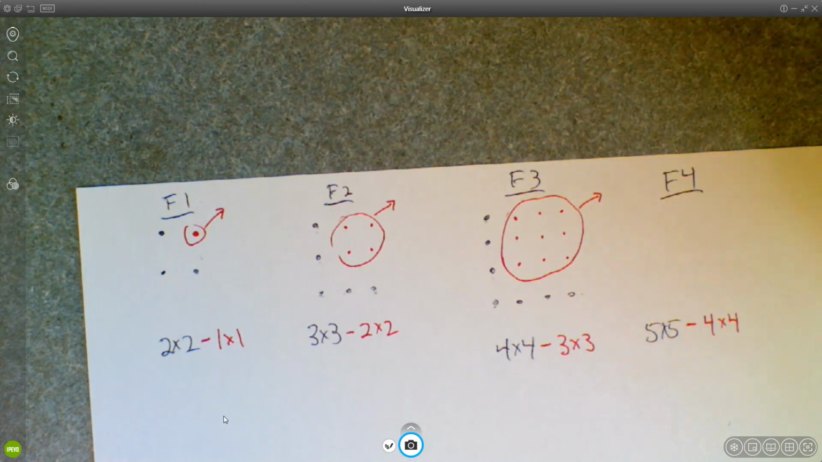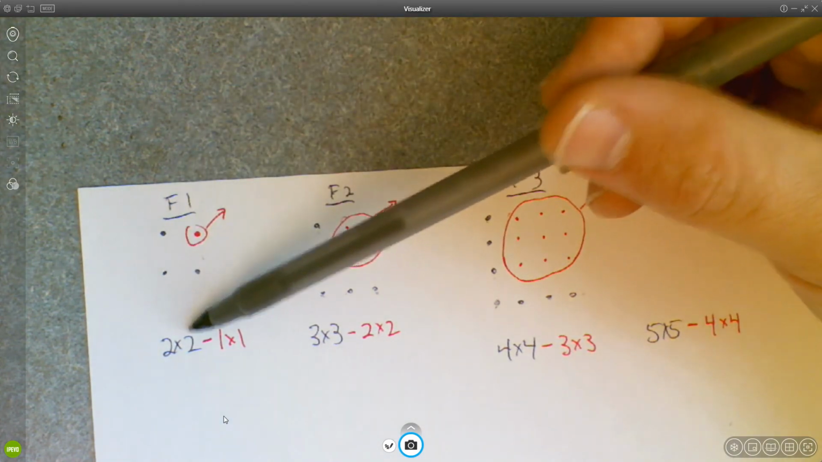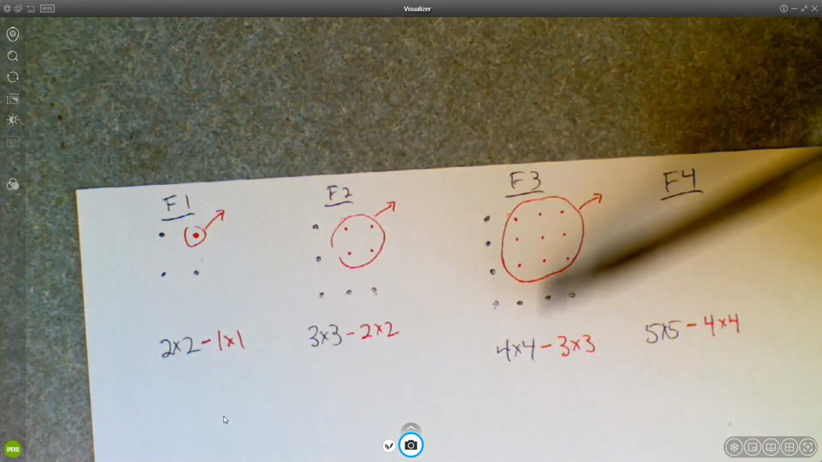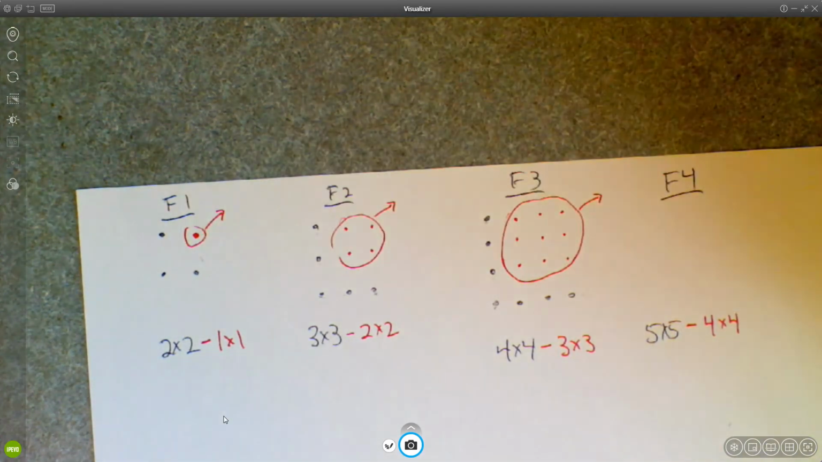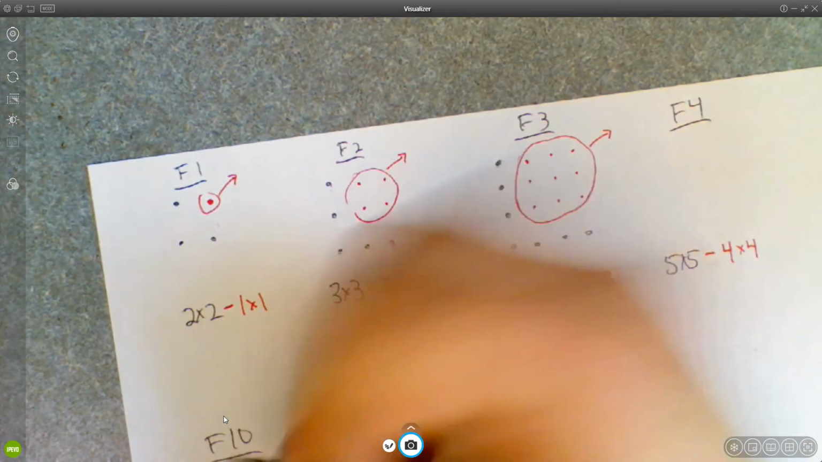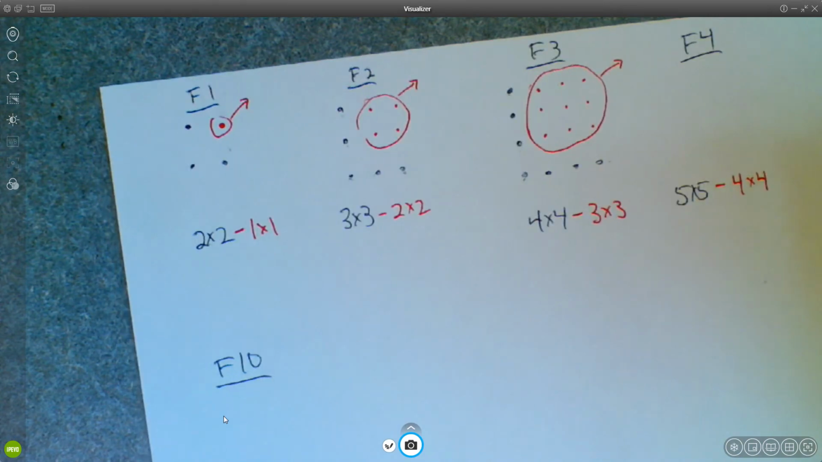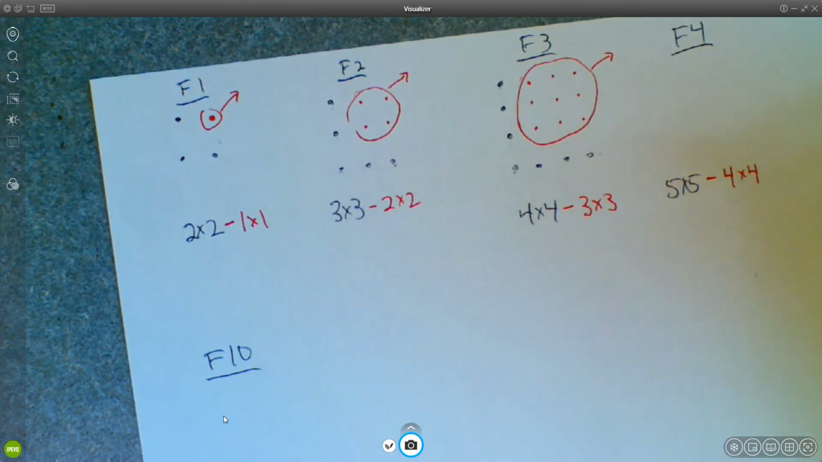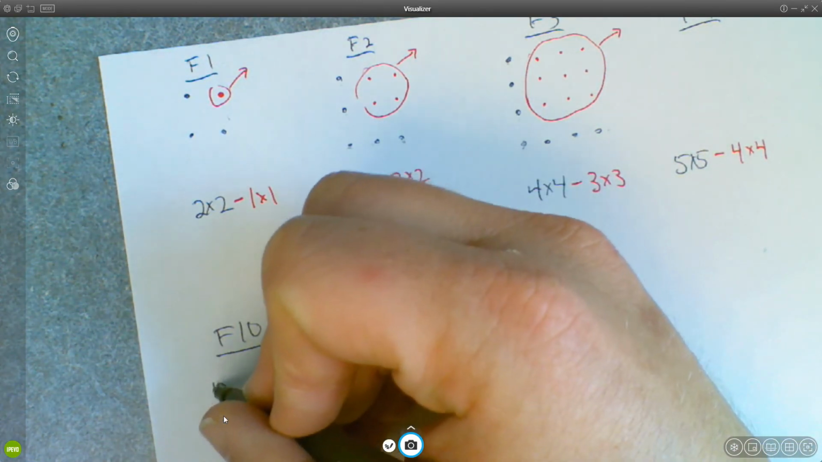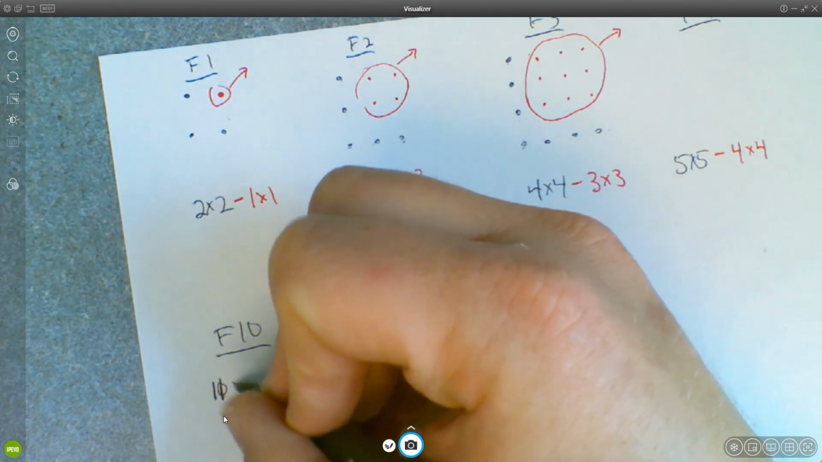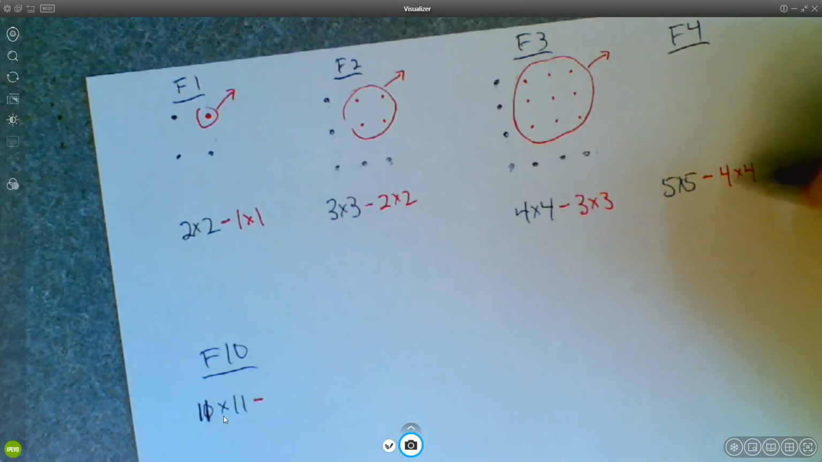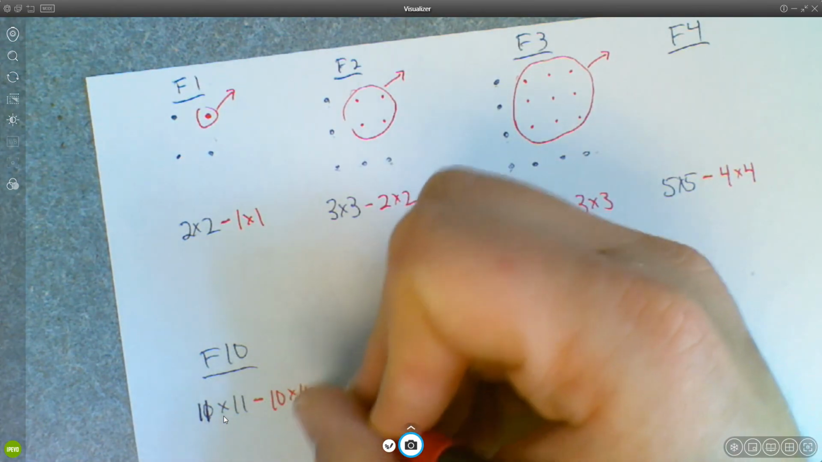How does that relate to the figure number? Well, 2 is 1 plus 1, right? 3 is 2 plus 1. 4 is 3 plus 1. So I think it's the figure number plus 1, right? That helps me out with figure 10. If the black stuff is figure number plus 1 times itself, then 10 plus 1 is 11. So it's going to be 11 times 11, and then I'm going to subtract off the figure number times itself, so minus 10 times 10.